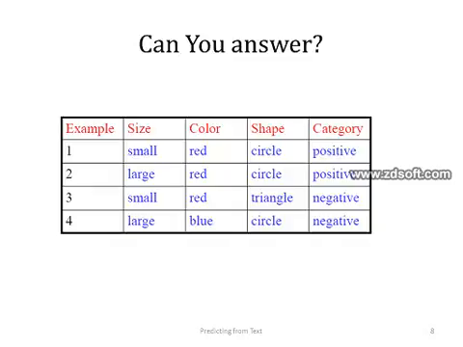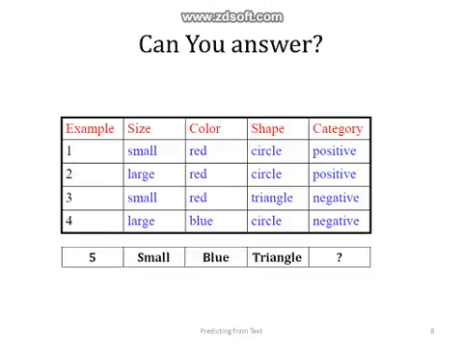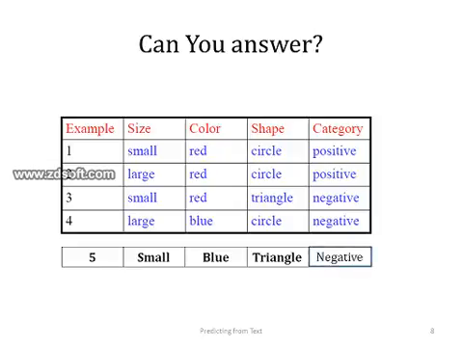Now, here is another example. Clearly observe the given set of data. With these given data, now you are going to predict the category for the new input. Can you guess the category? Yes, it is negative.